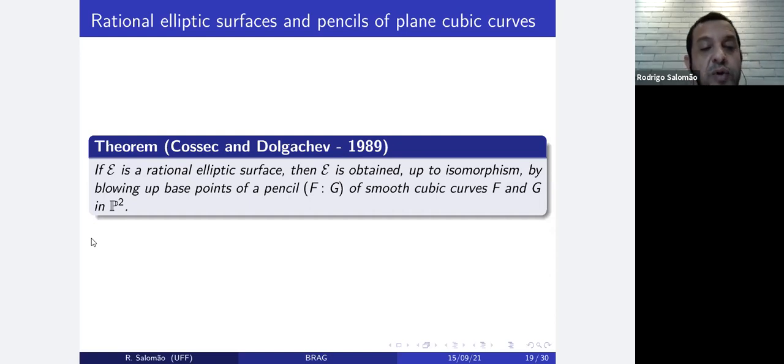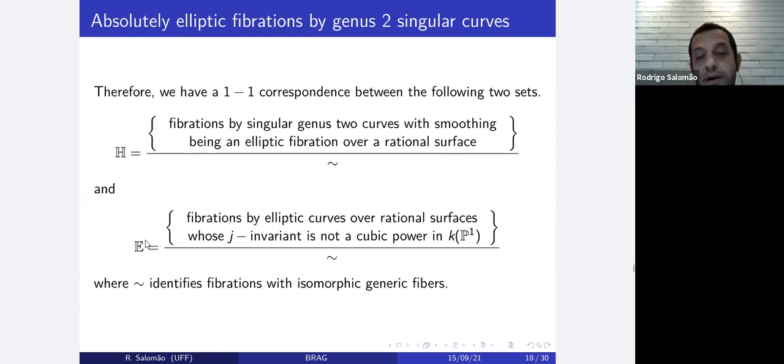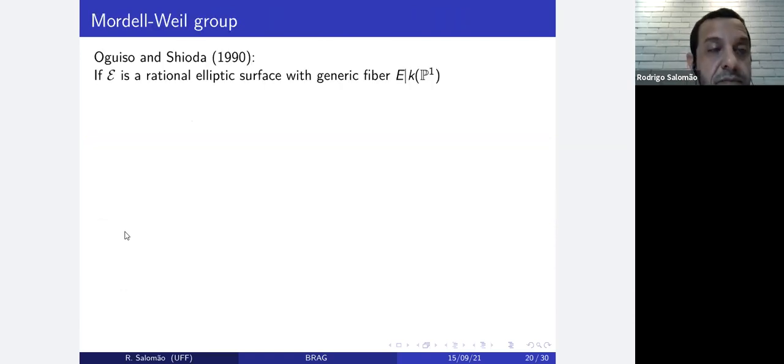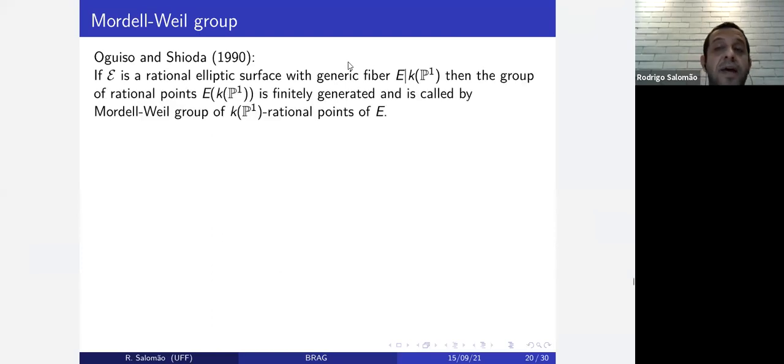In order to try this description, it will be interesting to decompose this set E into some pieces that we are able to understand, each of these pieces. So in order to do this, we will use the Mordell-Weil group, and we will use firstly a characterization due to Oguiso and Shioda, which says that if we have a rational elliptic surface with generic fiber E as a curve over the rational function field of the projective line, then the group of rational points of this generic fiber is finitely generated and is called the Mordell-Weil group, the K(P1)-rational points of E.